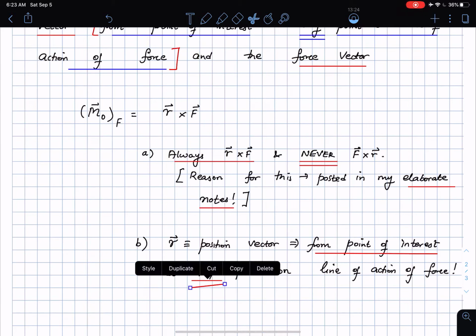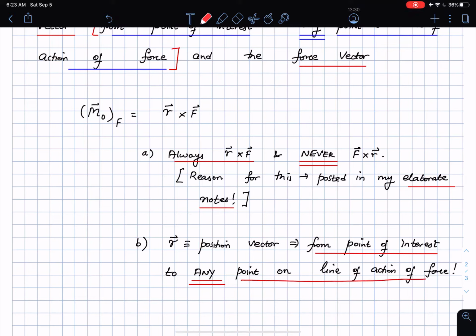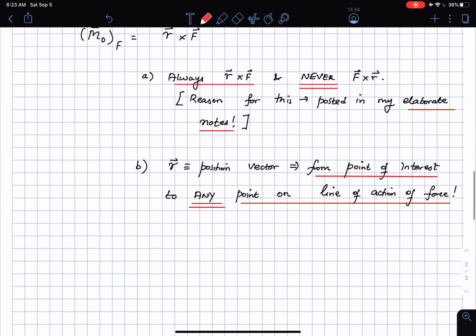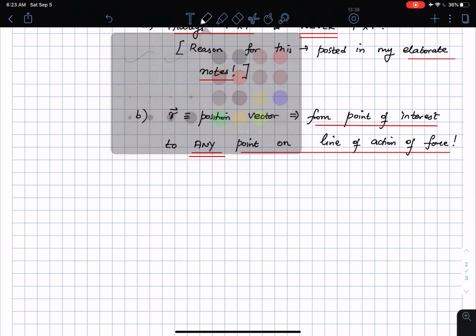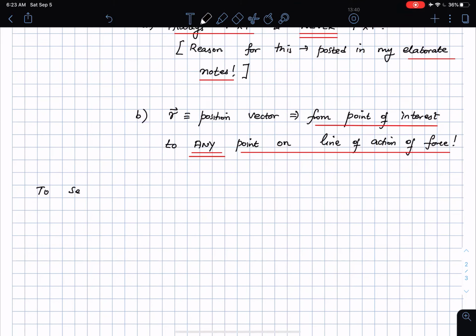To any point, right? Because now we have a choice of maybe probably millions of points on the line of action of the force. And that's the thing that I want to show as to why that is the case. So to see why, we shall consider a hypothetical example.